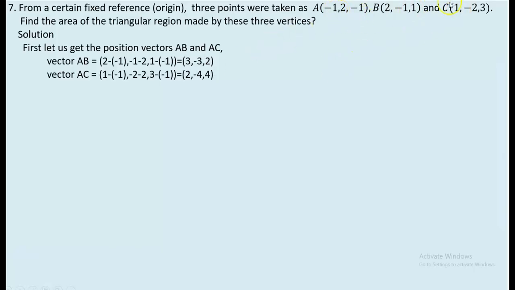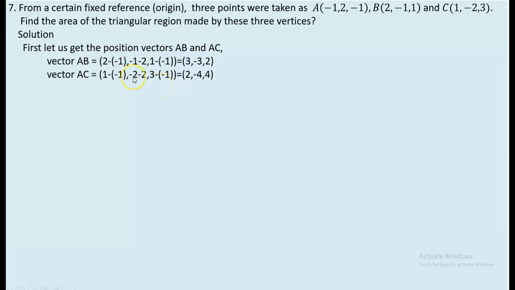What you need to do is deduct this: 1 minus minus 1 is positive 2, and here minus 2 makes minus 4, 3 minus minus 1 makes 4. So these two vectors are now obtained.